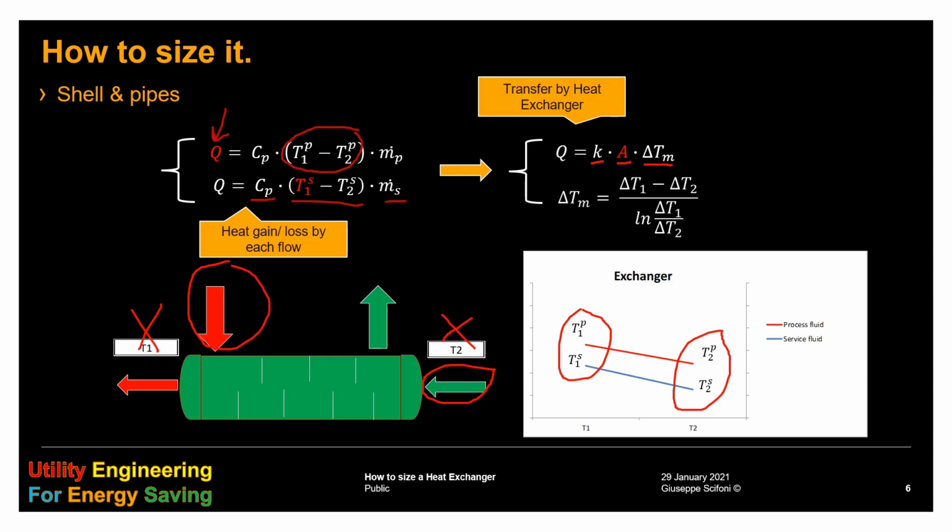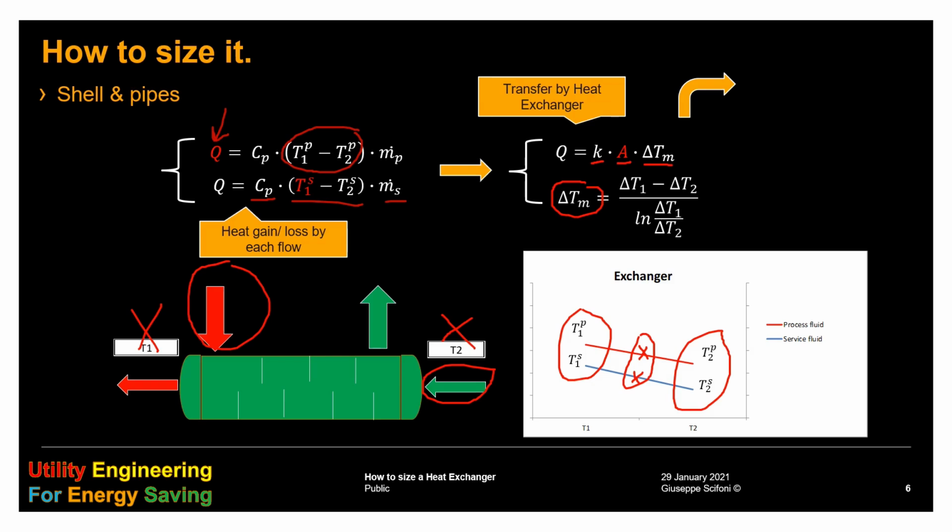Actually, it is the difference among the two fluids at the same position. This is a delta T across the heat exchanger. This temperature minus this. And since this temperature difference changes across the heat exchanger, we take an average. This is not an arithmetic mean, but a logarithmic one. We cannot explain here the reason for that. In any case, this is not much different from the arithmetic mean.